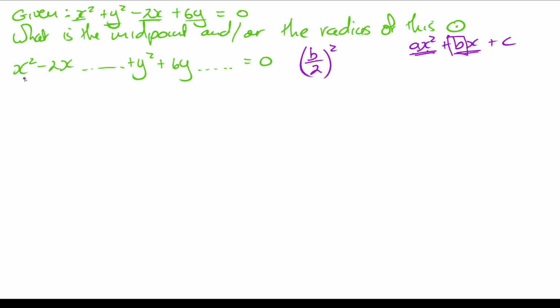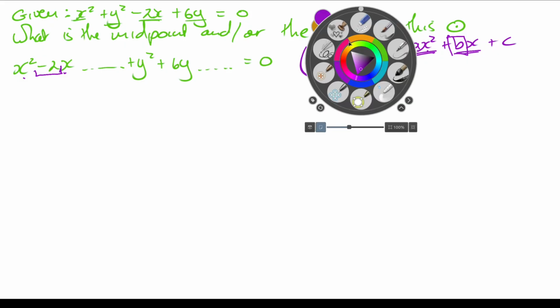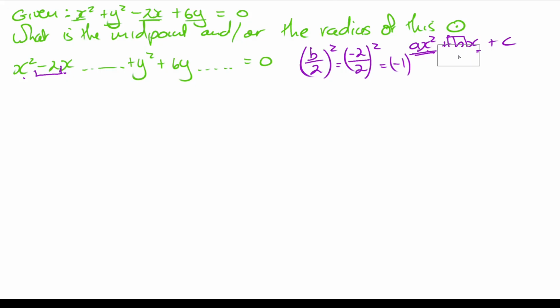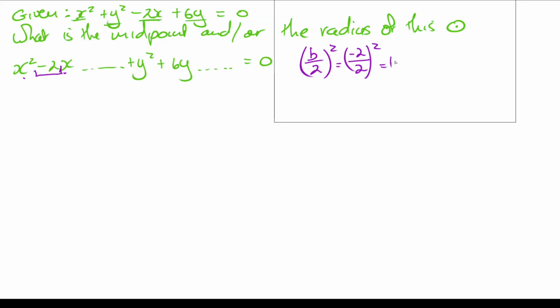So here's our x squared, and here's our simple x, so we're talking about this -2. For us, that's going to be -2 over 2 squared, which is equal to -1 squared. I can't fit that in. Can I just erase just this? Okay, good enough. That's going to leave us with -1 squared equals 1.